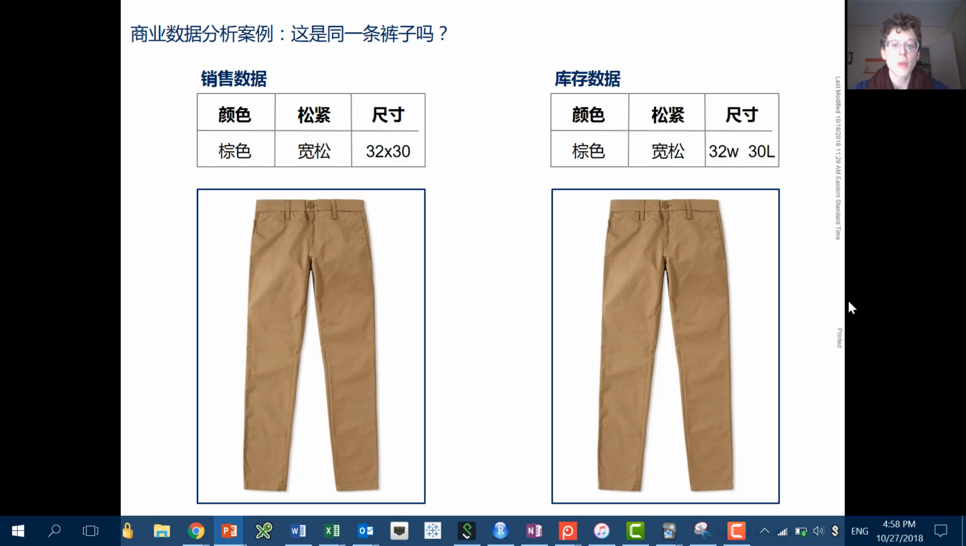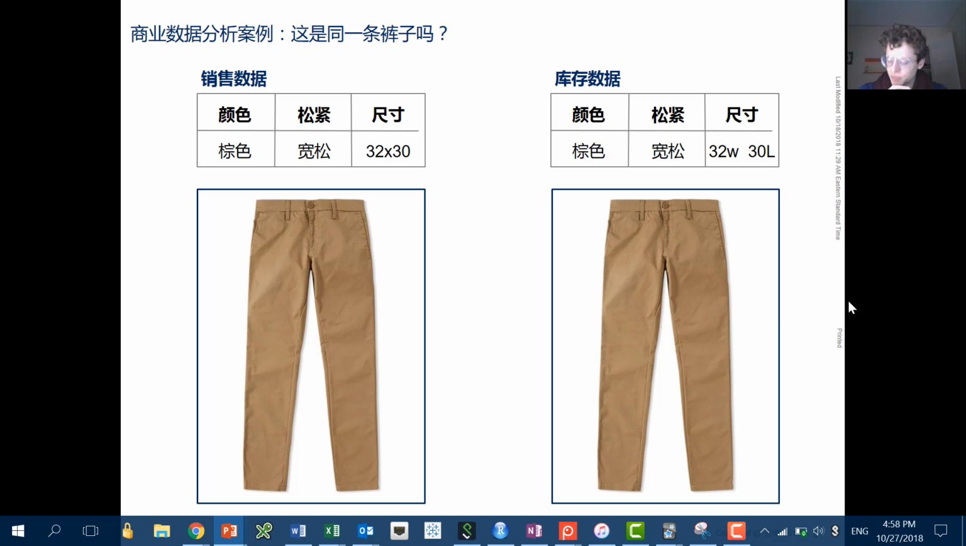That probably means 32 width, 30 length. Perfect. And on the right side, you have 32W width and 30 length. Perfect. So you would say, okay, I figured it out. I'm a genius. Let's go. These are the same pants.